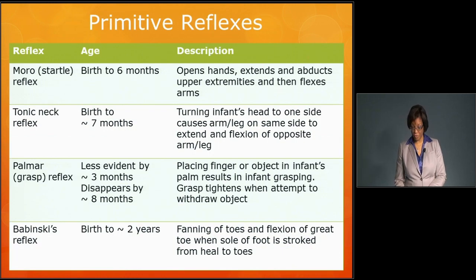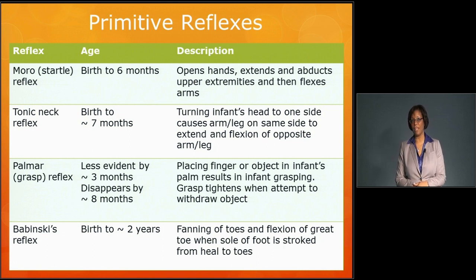In addition, we have the primitive reflexes that, again, one should be aware of, because if a baby cannot demonstrate that they've met these reflexes, it absolutely is consistent with some type of delay. And it could be cognitive, it could be developmental, it could be a physical problem that's contributing to the delay. So, for example, the Moro or startle reflex, evident at birth, and basically when you startle a baby, you can clap over their head or shake something really loud in front of their face, and basically what they're going to do is open their hands, extend and abduct their upper extremities, and then flex their arms back in. And that should really happen up until 6 months of age.